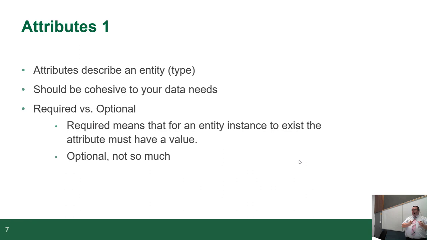A telephone number is required. However, a cell phone number is not required because, well, it's kind of hard to say in this day and age, but there are people out there that don't have cell phones. So cell phone number is optional. Maybe your mailing address might be optional as opposed to your living address because maybe you live at home.